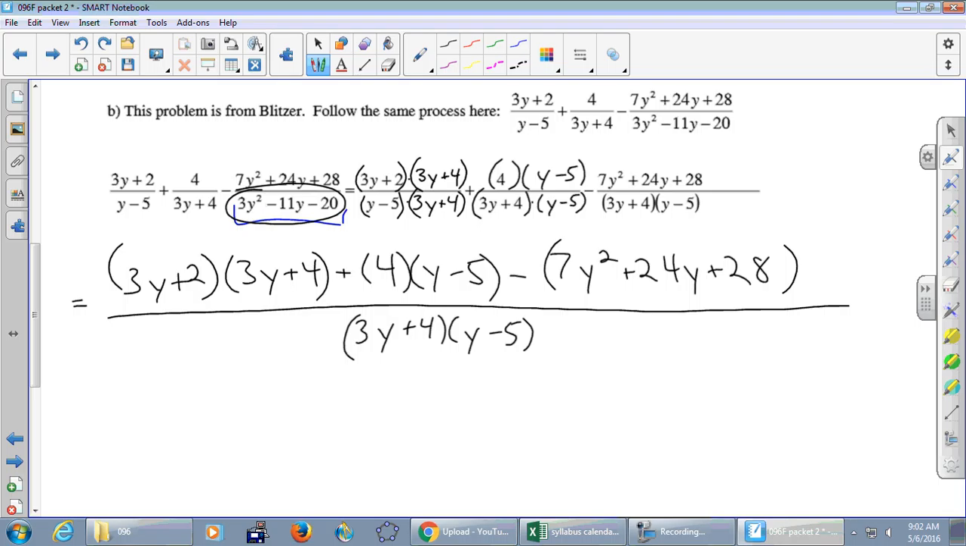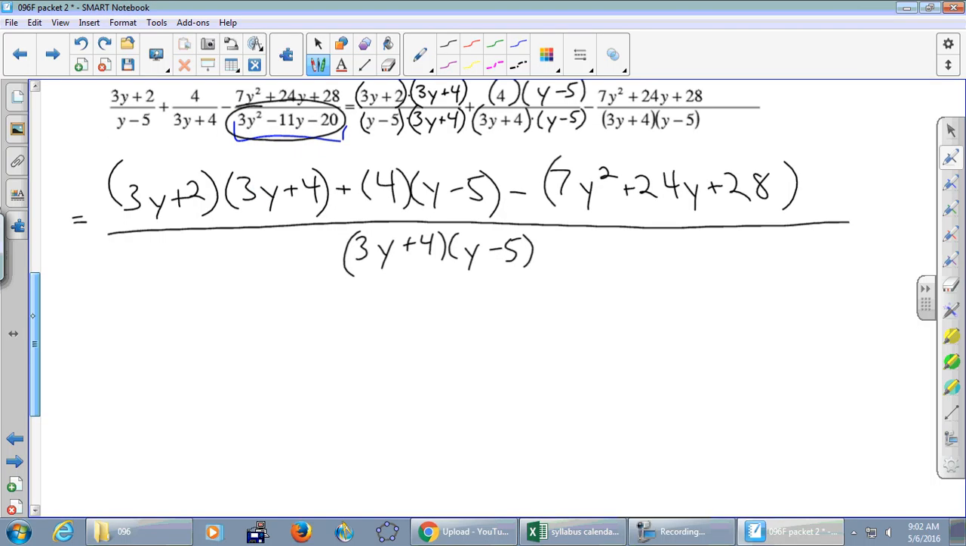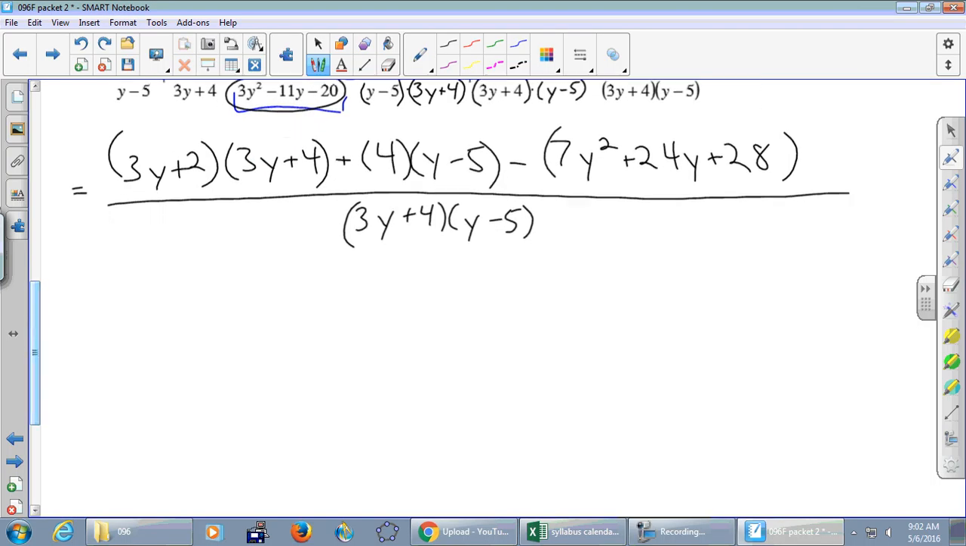Okay, so now it's time to start distributing. Word to the wise: it is tempting, maybe, to start canceling because we got some stuff on top that's the same as stuff on the bottom. Look, 3y plus 4. Fantastic. Cross it off. y minus 5. Wonderful. Cross it off. Hey, the fraction's not even there anymore. This is great. What's the problem? Why can't I cancel?